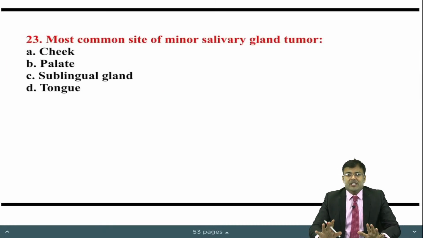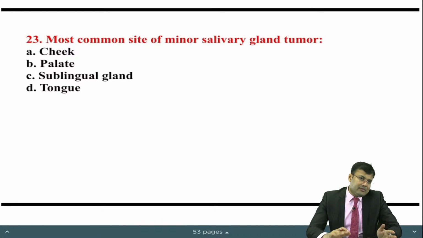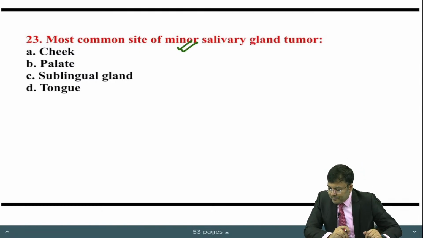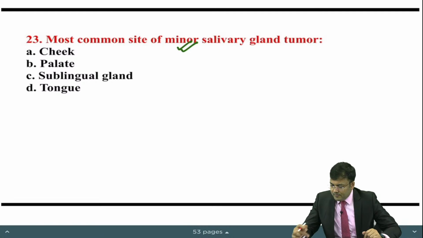Now question number 23, it's a one-liner question. It was asked many times, sometimes in surgery, sometimes in pathology. Tell me what is the correct answer. Most common site of minor salivary gland tumor. I am waiting for your reply.